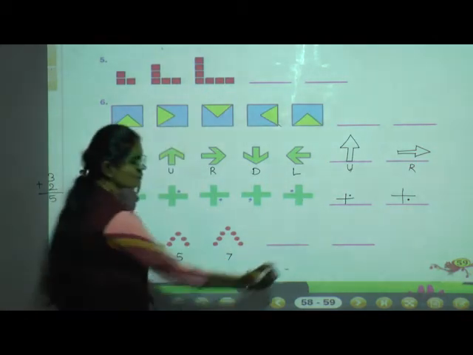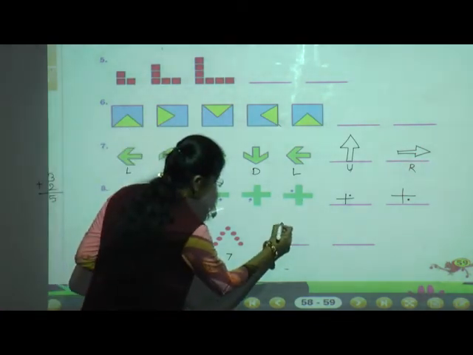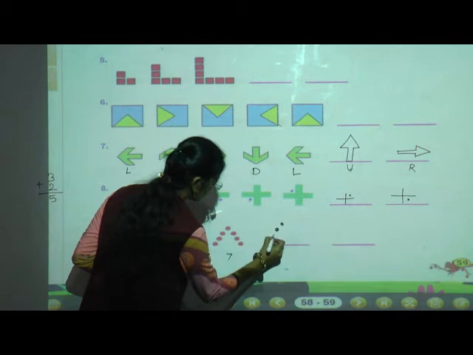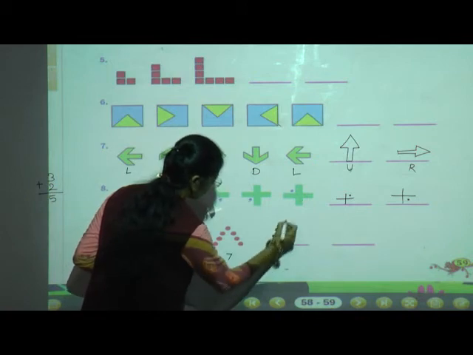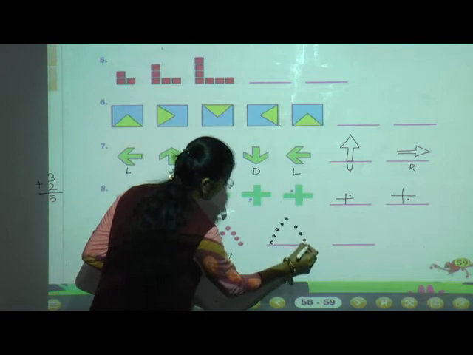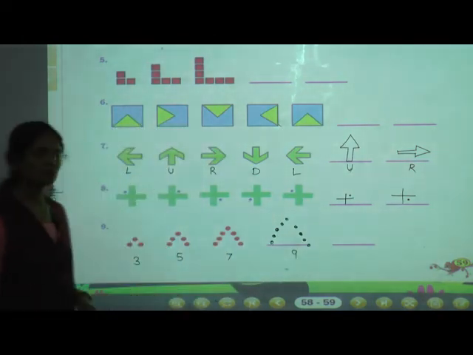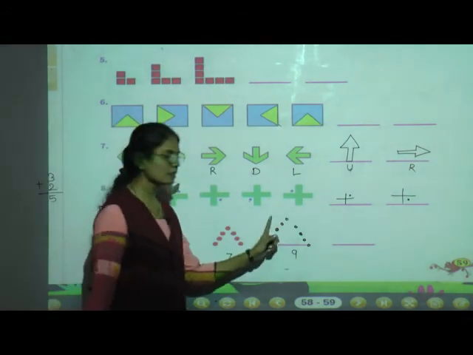That means how many dots do we have to draw here? Exactly 9, so draw 9 dots. 1, 2, 3, 4, 5, 6, 7, 8, 9. So in this way we can draw the dots and color them with red color.